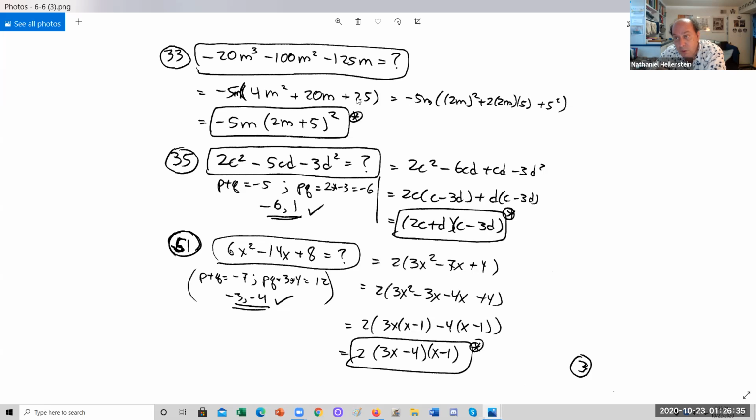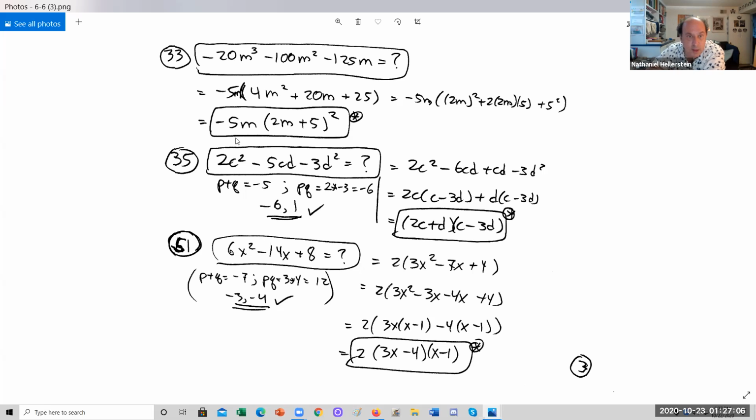Now, okay, this one turns out to be a perfect square because this 4m squared is the square of 2m, this 25 is the square of 5, and let's see if this 20m is twice the product. 2 times 2m times 5, you multiply it out. Yes, it's 20m. So this is square plus twice product plus square, and that's the square of the sum. So minus 5m, keep that along, times 2m plus 5 all squared. And that's that.